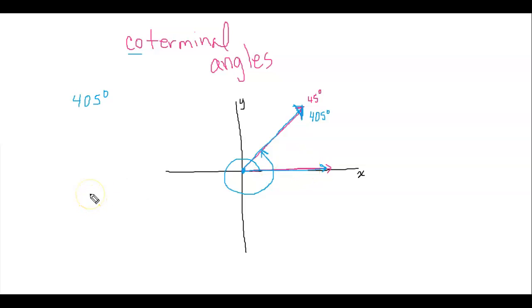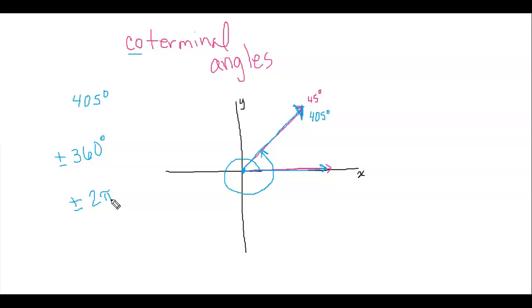In order to find coterminal angles, all you have to do is think about, well, what is a full circle? All coterminal angles are just a full circle away from each other. So you can always find other angles that would be coterminal angles just by adding or subtracting 360 degrees. Or if you're in radians, you can add or subtract 2 pi radians.